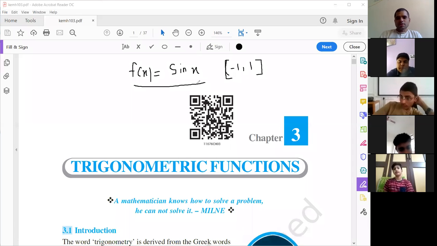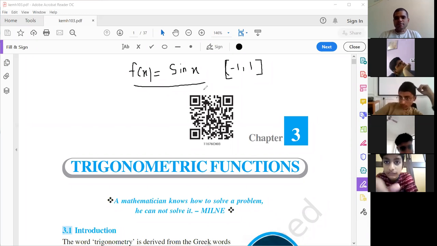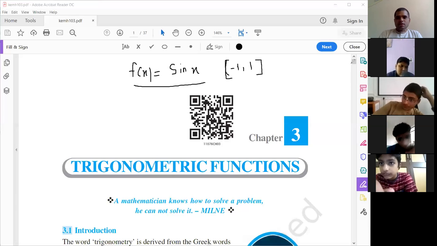In this way, there are different types of trigonometric functions we'll study now. I just gave this example so that you can connect it to functions.